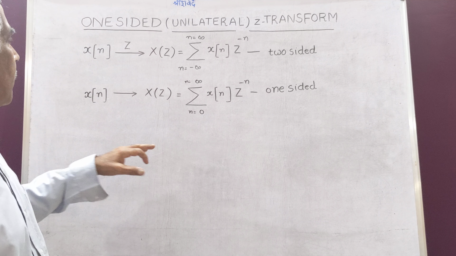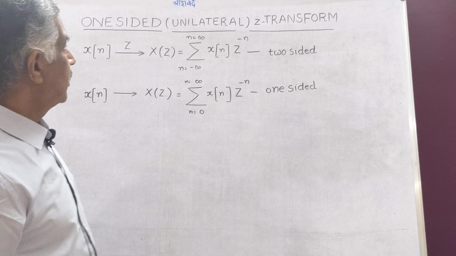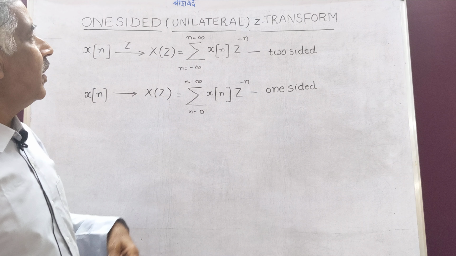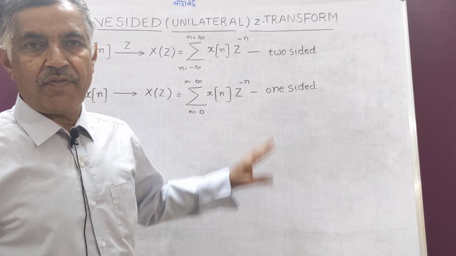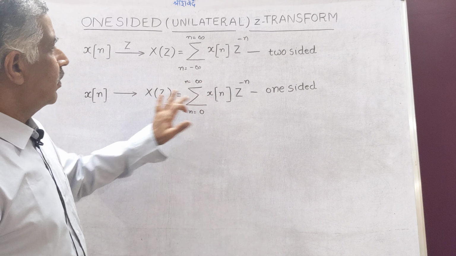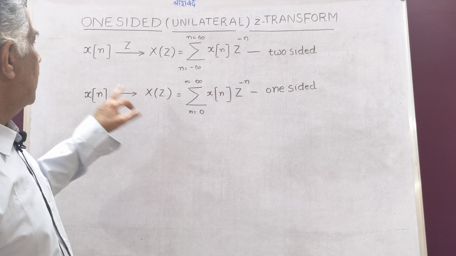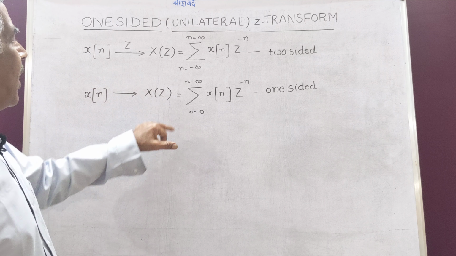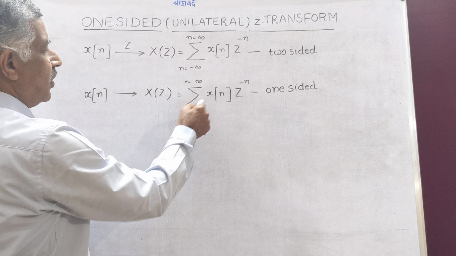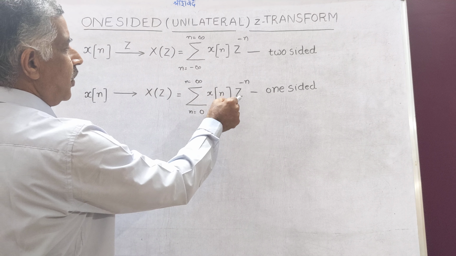Now compare these two. This is what is called the two-sided Z transform: summation n equal to minus infinity to infinity x of n z to the power of minus n. We are familiar with this form. The second one is called the unilateral or one-sided Z transform. Given x of n, its unilateral Z transform is X(z) equal to summation n equal to 0 to infinity x of n z to the power of minus n.